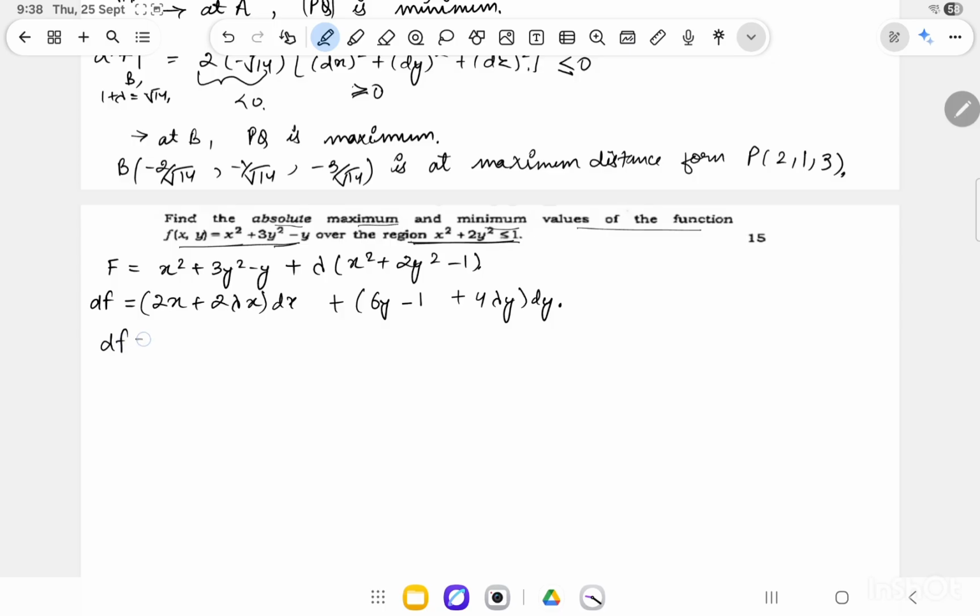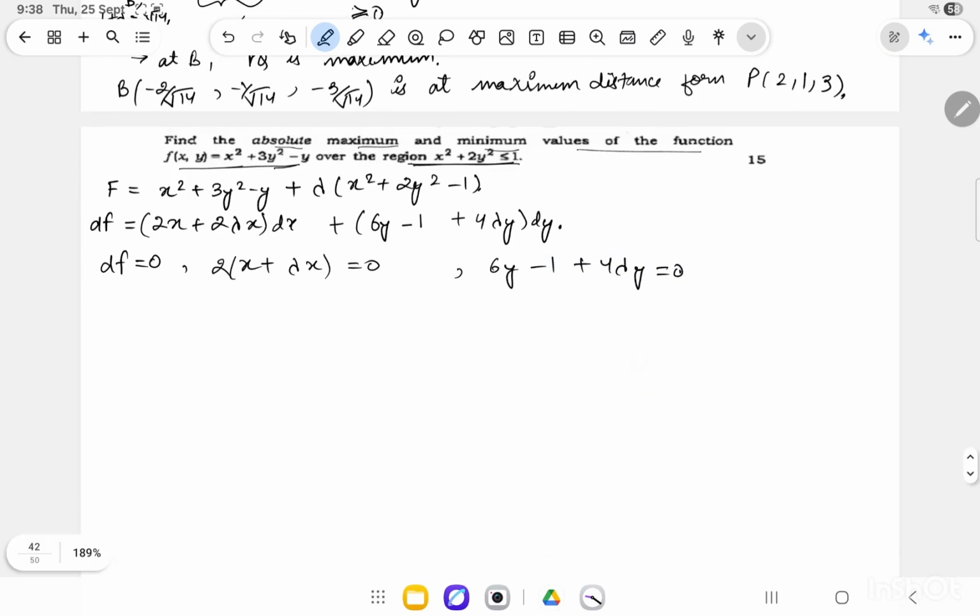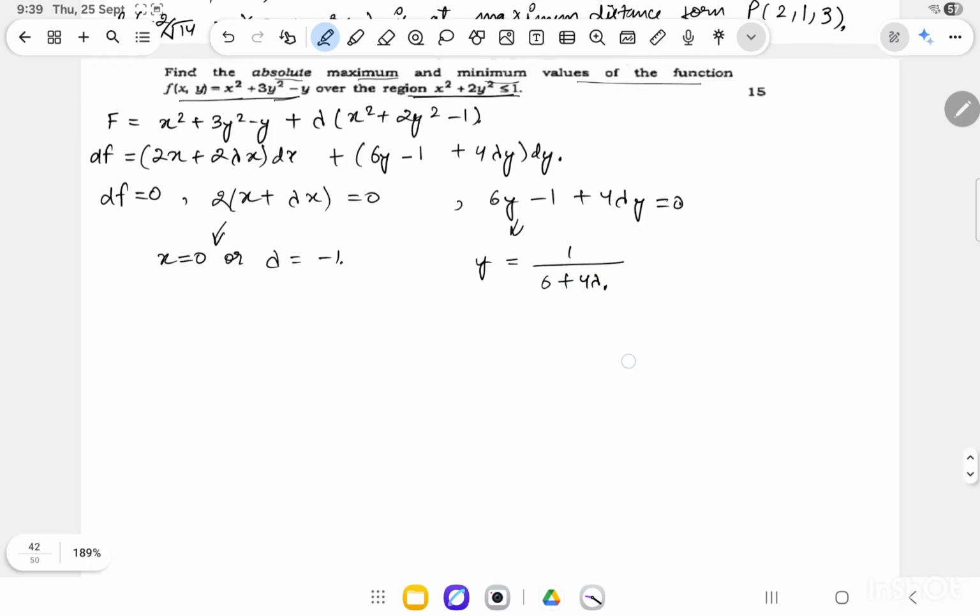So if I equate the total derivative with 0 to get the possible critical points, that basically gives me 2x plus 2 lambda x equals 0, or 6y minus 1 plus 4 lambda y equals 0. Now if I solve it for x and y, this basically gives me x equals 0 or my lambda is equal to minus 1. And from here I'll get my y equals 1 divided by 6 plus 4 lambda.